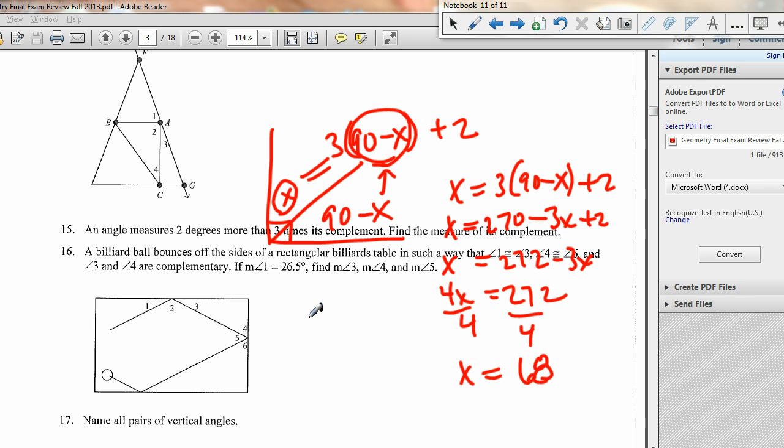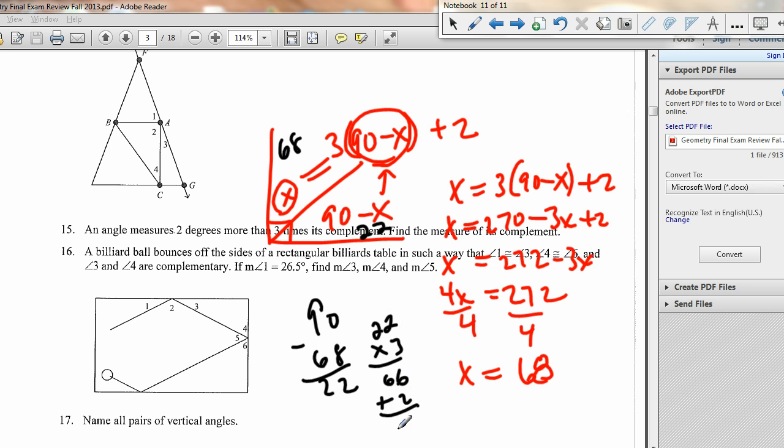That means that 90 minus 68, which is 22, is the complement. So this is 68. Its complement is 22. 68 is 2 degrees more than 3 times the complement. For example, 22, 3 times that is 66. 2 degrees more than that is 68. Okay, hopefully that helps.